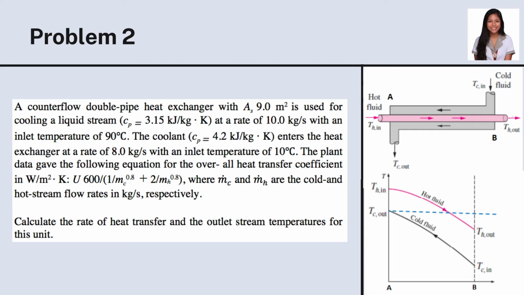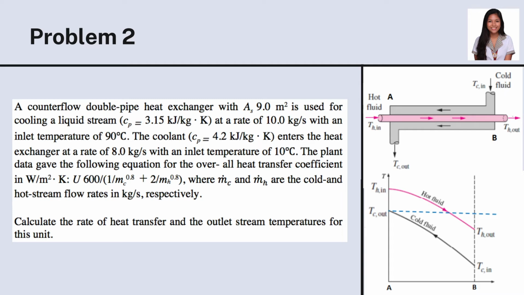Now, the coolant, which has a specific heat of 4.2 kilojoules per kilogram per degree Kelvin, enters the heat exchanger at a rate of 8 kilograms per second with an inlet temperature of 10 degrees Celsius. Now, the plant data gave the following equation for the overall heat transfer coefficient in watts per meter squared per degree Kelvin.